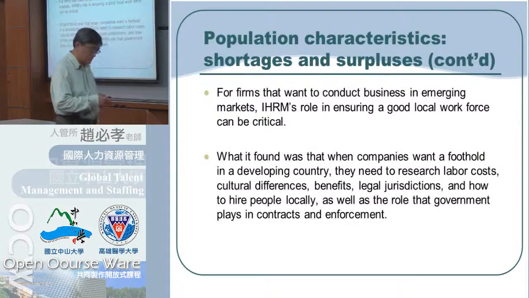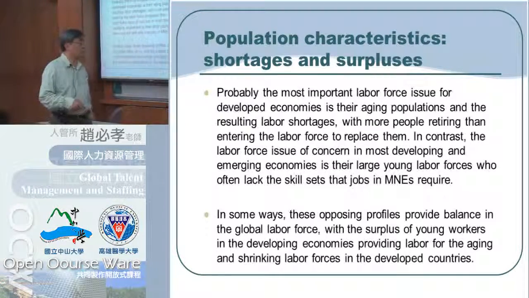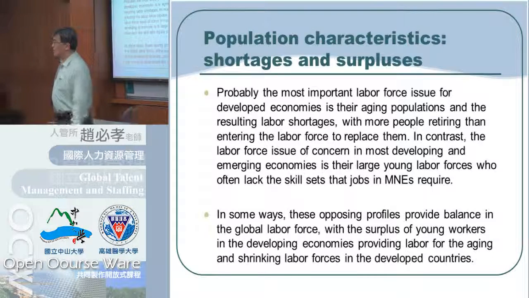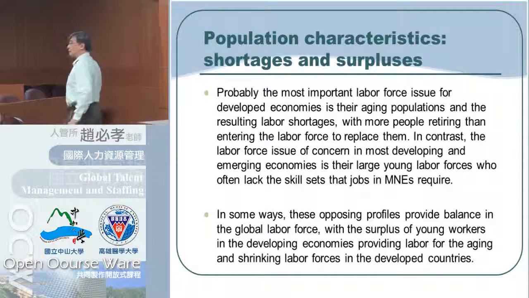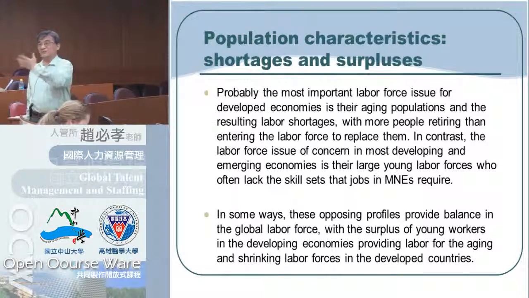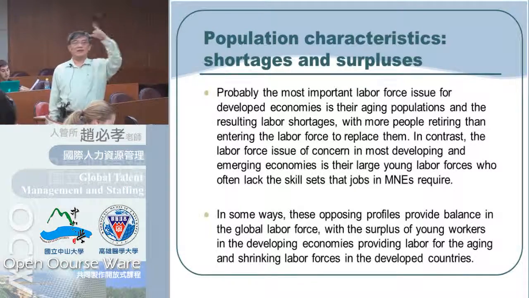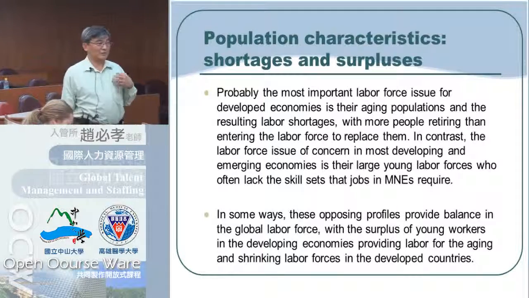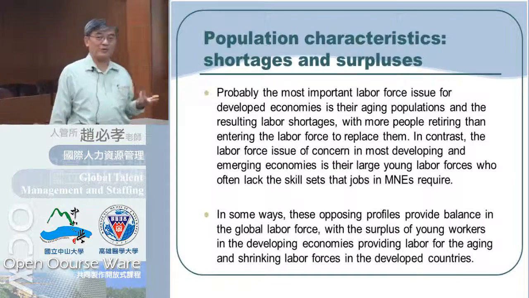In some way, this opposing profile provides balance in the global workforce, with the surplus of young workers in China and India providing labor for the aging and shrinking labor force in developed countries. So in the USA, many hotels will acquire nurses from many Asian countries, from the Philippines, from Taiwan, from Korea.